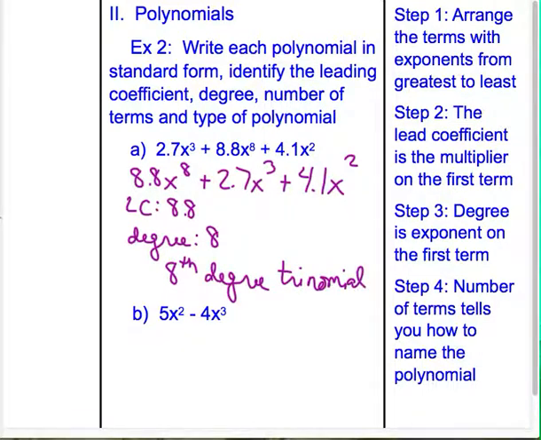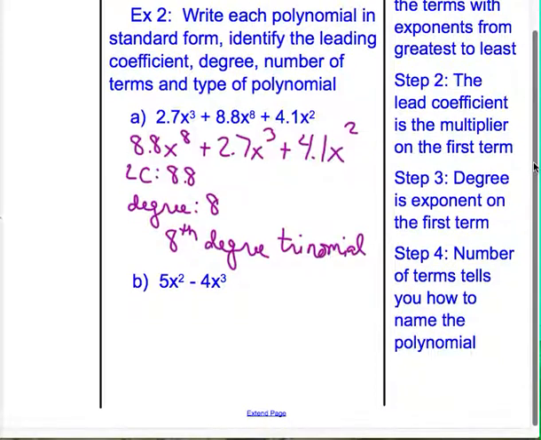And we won't be giving specific names when the power is greater than 5. 5 is quintic, we know up to that. And then beyond that, we would just use the number to name it. All right, so let's repeat that with our next example.